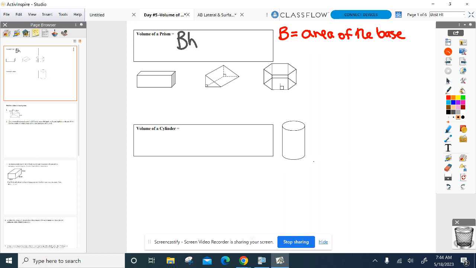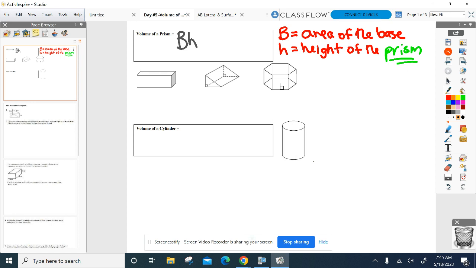And then H, I think we could probably guess, but just make sure we're good. That's the height of the prism. Not the height of the base or anything else, the height of the prism. And remember, the height always connects the bases. So whatever edge connects your bases, that's the height of the prism. All right, go ahead, look on your reference sheet again.